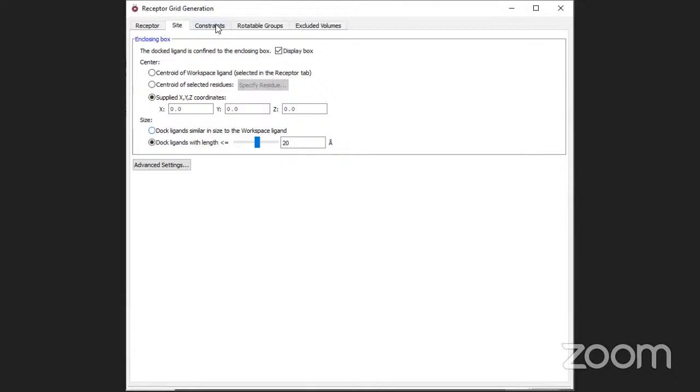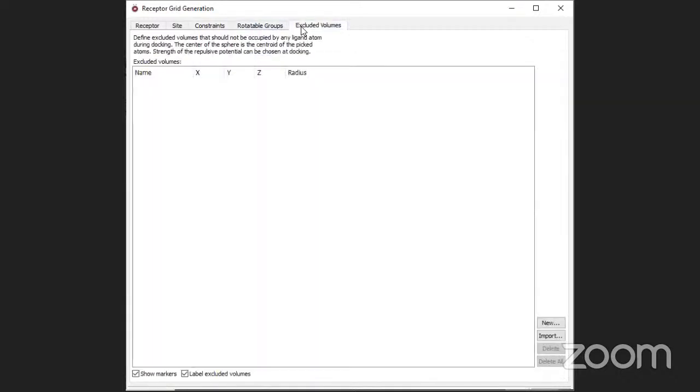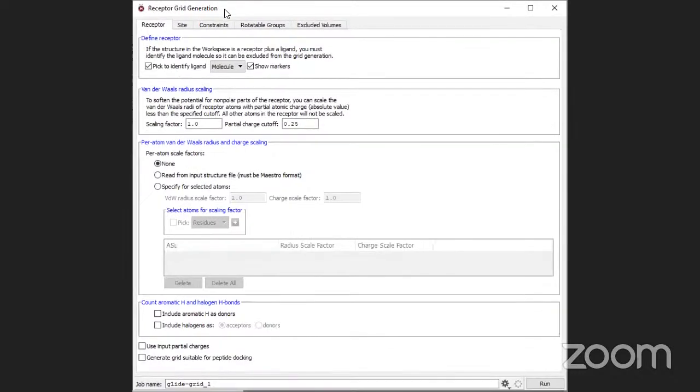And sometimes we require constraint docking, where we are telling ligands to go in a particular conformation only and show exact interactions as previously reported. That is the main usefulness of constraint docking. And for rotatable bonds and excluded volumes, there is not much worry. And this is the third step.